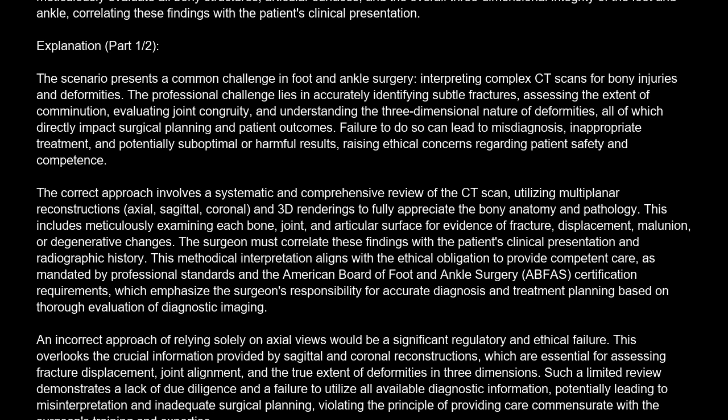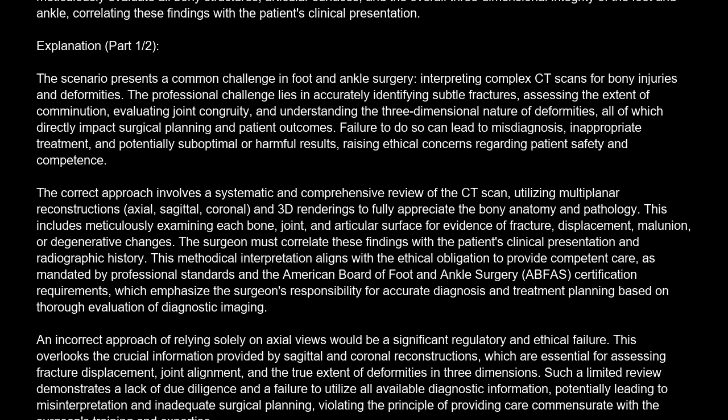patient safety and competence. The correct approach involves a systematic and comprehensive review of the CT scan, utilizing multiplanar reconstructions, axial, sagittal, coronal, and 3D renderings to fully appreciate the bony anatomy and pathology. This includes meticulously examining each bone, joint, and articular surface for evidence of fracture, displacement, malunion, or degenerative changes. The surgeon must correlate these findings with the patient's clinical presentation and radiographic history.